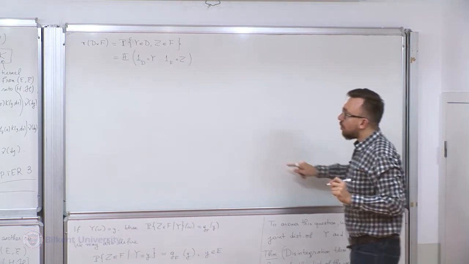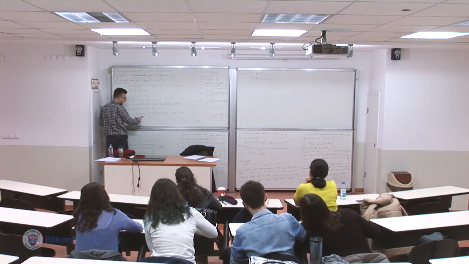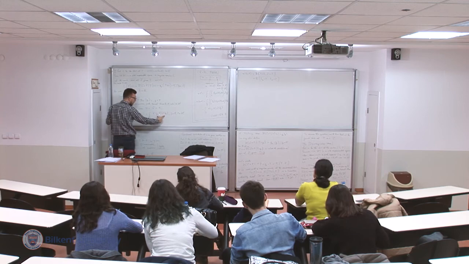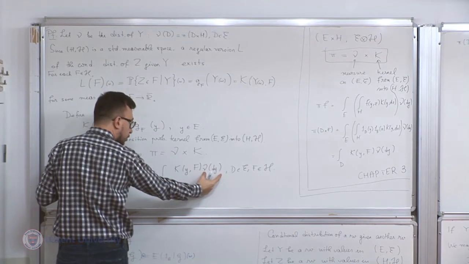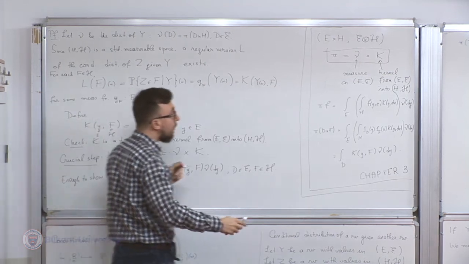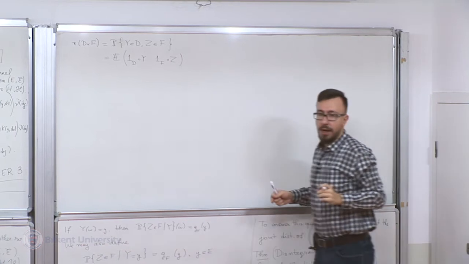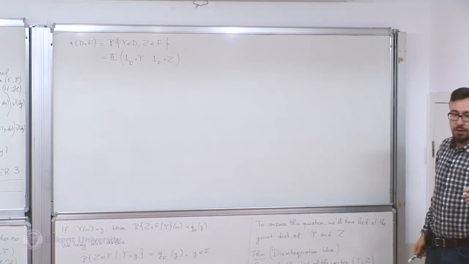What we would like to show is that this can be calculated using the marginal distribution of y and the conditional distribution of z given y. Therefore, we need to condition on y. How can we condition on y?